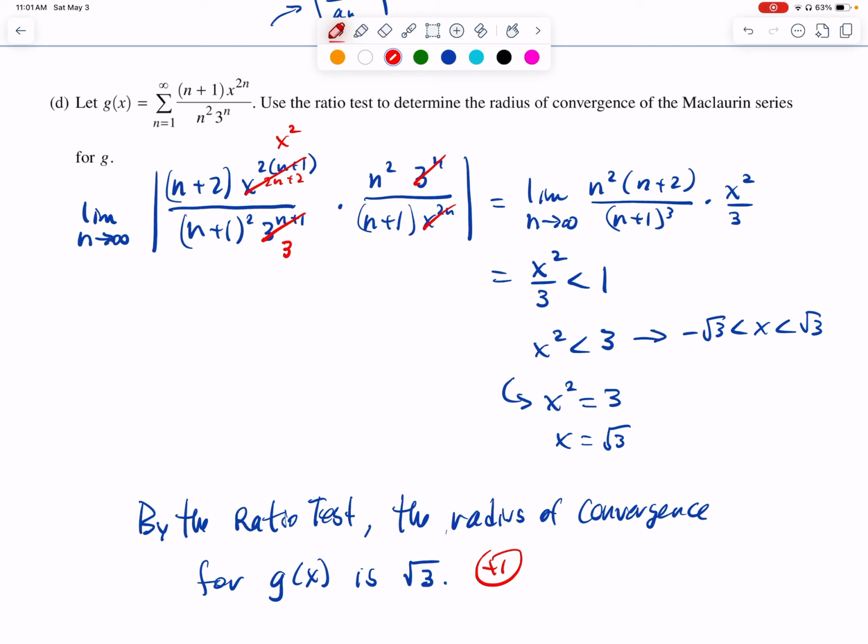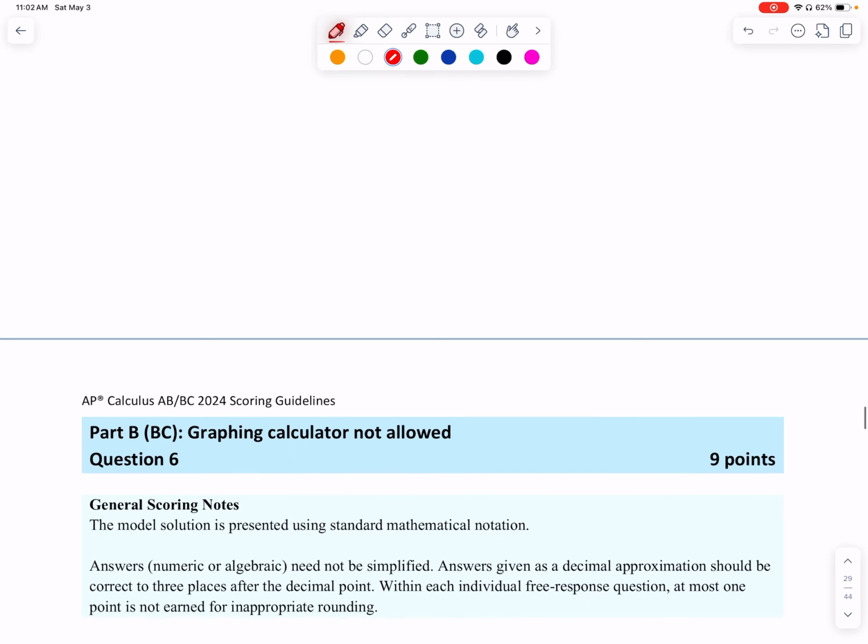And it looks like it should only be 1 point, like using the ratio test. So where's this mystery other point come from? Maybe they just said that this is worth 2 points or something like that, using the ratio test. I don't know. Well, here, let's check it out and see what they did.